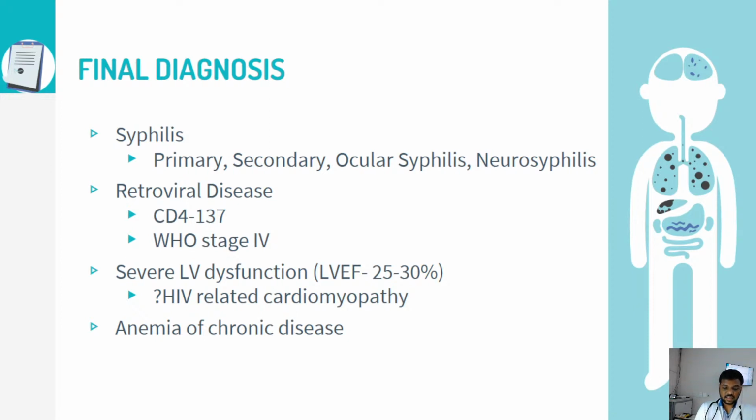Concluding all these findings, the history, examination, as well as the investigations, we have a final diagnosis of syphilis, primary, as the chancre is present, and secondary because all these manifestations are present. He has ocular syphilis as well as neurosyphilis. He has underlying retroviral disease with CD4 of 137, WHO clinical stage 4, and severe LV dysfunction. Syphilitic heart involvement is uncommon, mostly aortitis or something similar happens, so this is mostly due to HIV-related cardiomyopathy. He also has anemia of chronic disease.